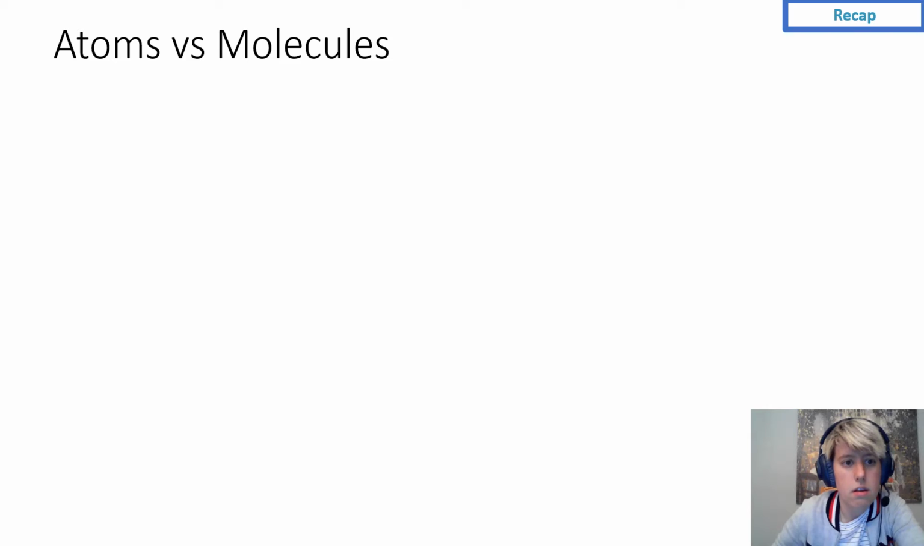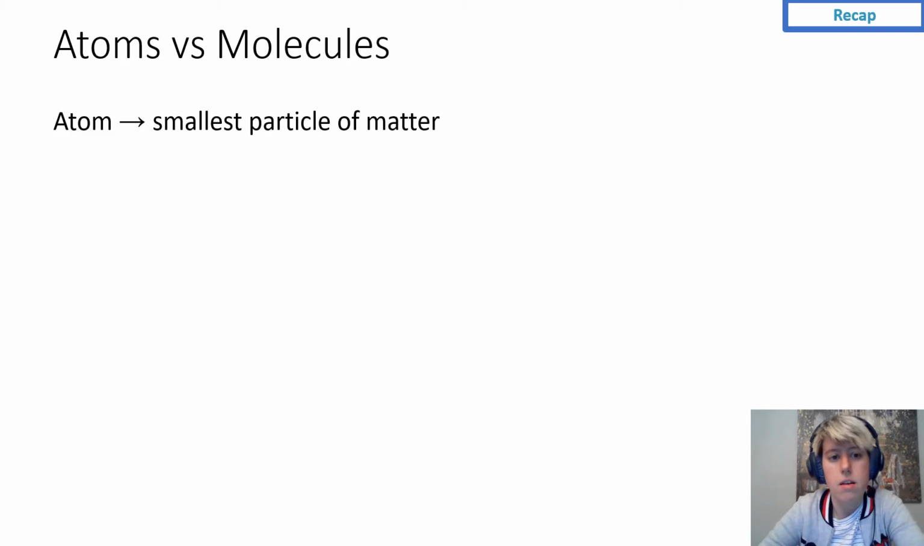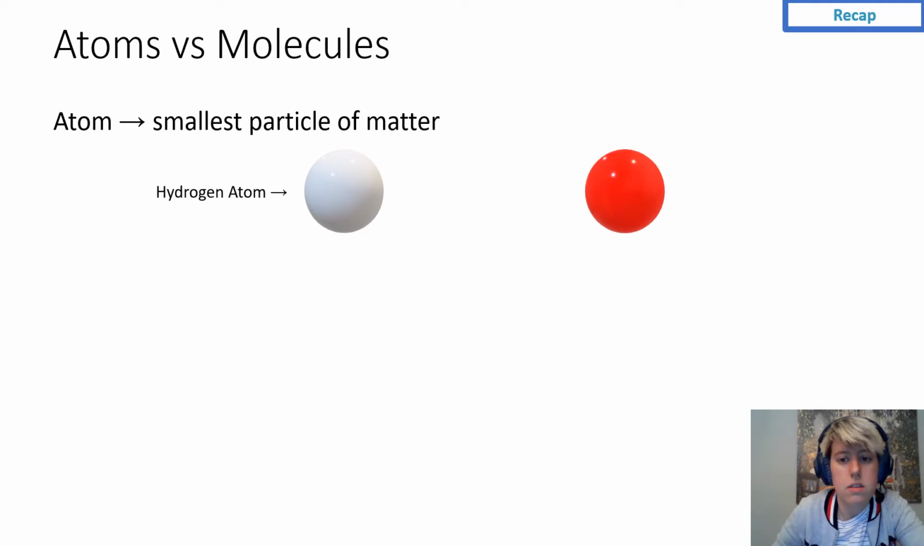So the first thing, and this you learned last year in secondary 2, is the difference between an atom and a molecule. So when we're talking about an atom, it's the smallest particle of matter. And again, we have 114 different elements. So elements are a specific type of atom. And so if I'm looking at this, I have two different atoms here. I have a hydrogen atom and an oxygen atom. So both of these are different elements.